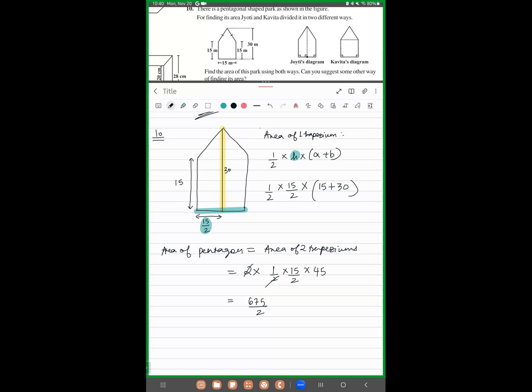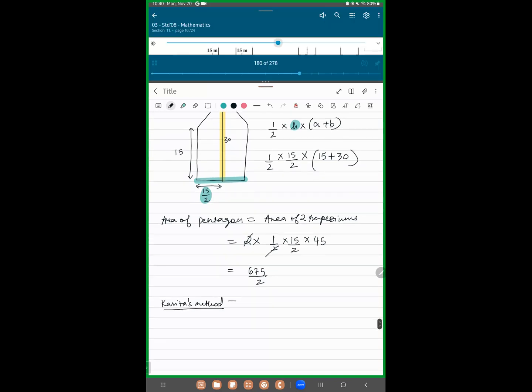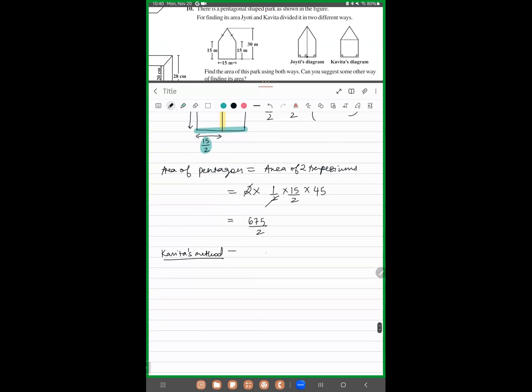Done. Okay. So then Kavita's diagram, Kavita's method. So what she did is, you can think of it like this.